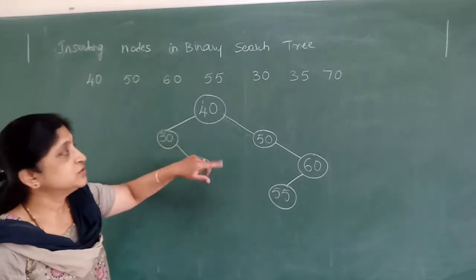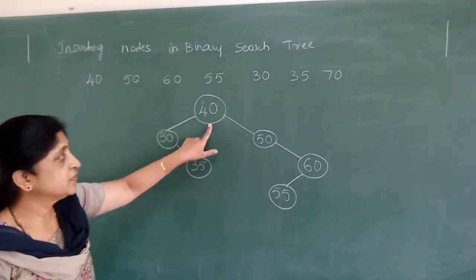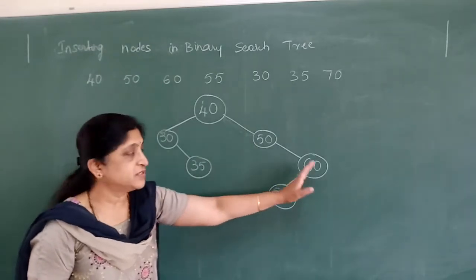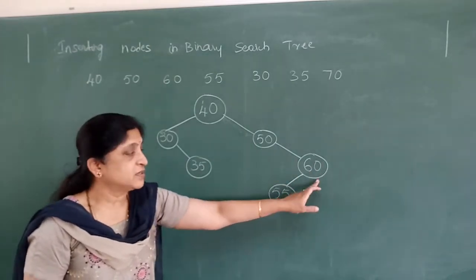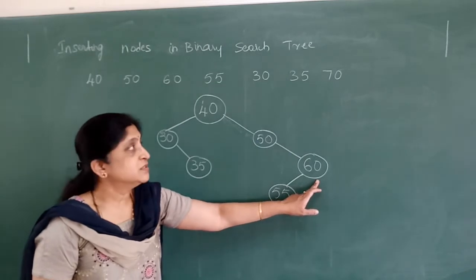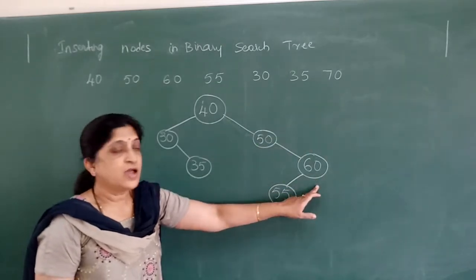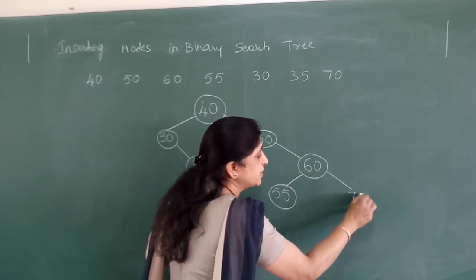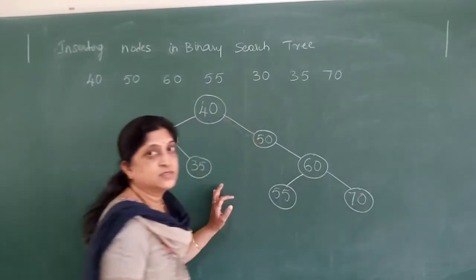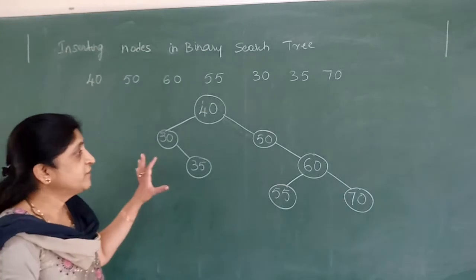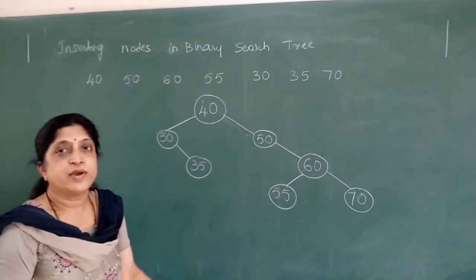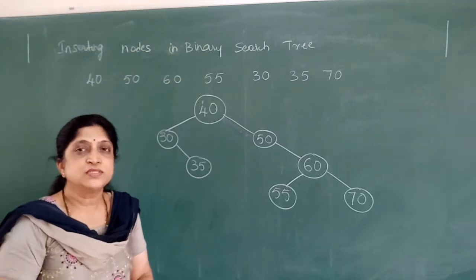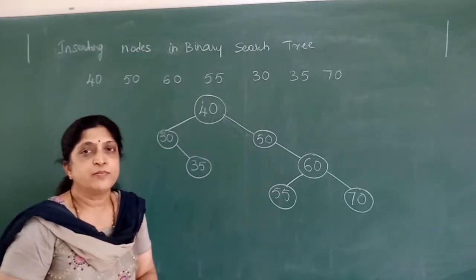Then the next number is 70. Start from the root again. So 70 is greater than 40. Traverse down. 70 is greater than 50. Traverse in the right subtree of 50. Then compare 70 with 60. 70 is greater than 60 and 60 does not have a right child. So we can insert 70 as a right child of 60. This is how we can insert nodes into the binary search tree. Now let's write a function to insert a node into the binary search tree.